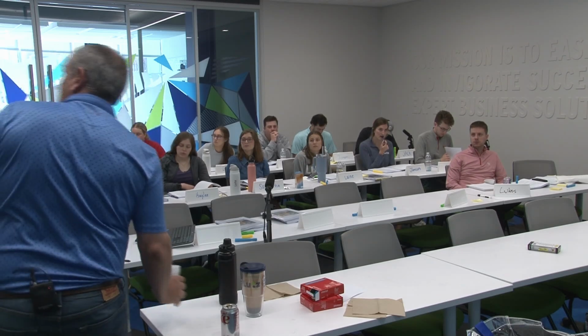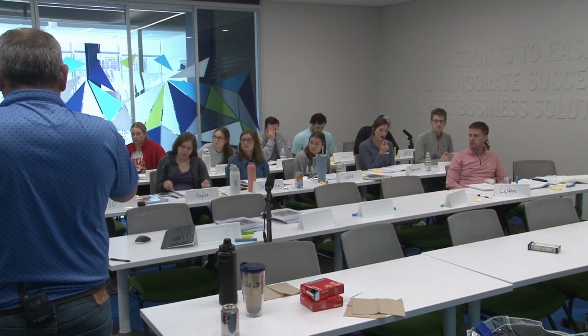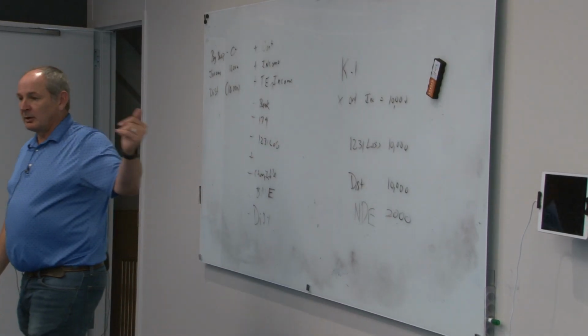So my beginning basis, Jack, was what? 0. It increased to what? Increased to 10,000 with the income. And then decreased to what? Back to 0 with distribution. So right now, I have a beginning basis number. I've accounted for my income items. And if I had capital gain on here, that would also be an income item, and so on and so forth. It's going to be increased by income first. Then it's going to be decreased by distribution.